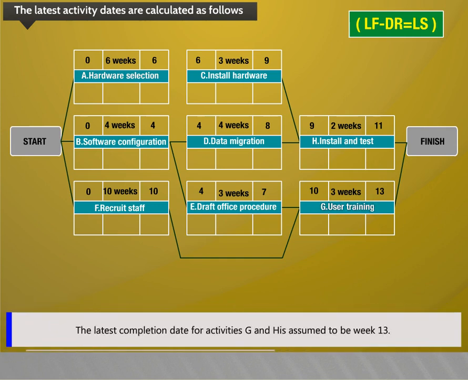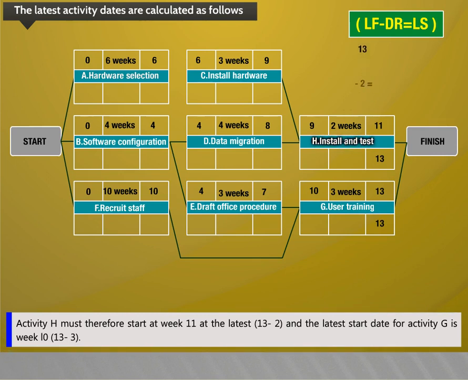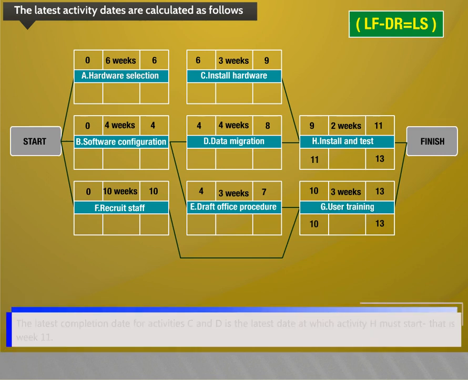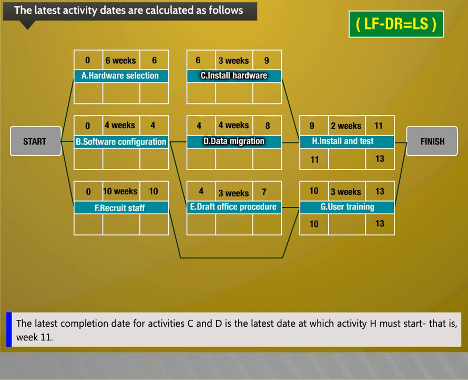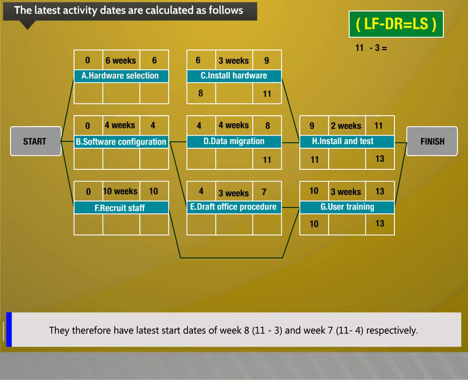The latest completion date for activities G and H is assumed to be week 13. Activity H must therefore start at week 11 at the latest, that is 13 minus 2, and the latest start date for activity G is week 10, that is 13 minus 3. The latest completion date for activities C and D is the latest date at which activity H must start, that is week 11. They therefore have latest start dates of week 8, that is 11 minus 3, and week 7, 11 minus 4 respectively.